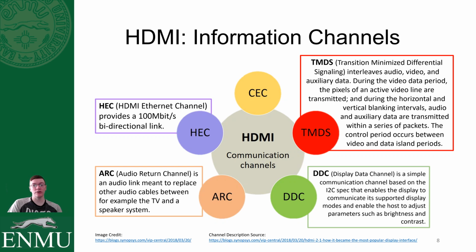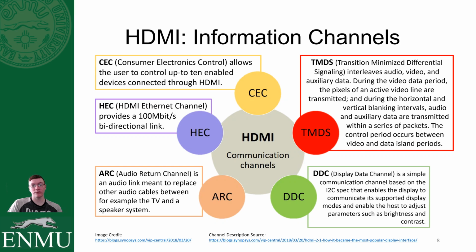HEC is an optional feature. It's called the HDMI Ethernet channel. It uses a single wire with a ground and has a 100 megabits per second bidirectional link. CEC allows for the user to control up to 10 enabled devices connected through HDMI. So these are the 5 channels present in an HDMI cable. Some of these are optional. Not every cable may have a dedicated wire for the CEC, HEC, or audio return channel. That does depend on the manufacturer and the revision of HDMI for which they are manufacturing.